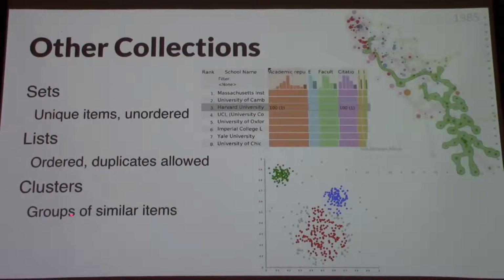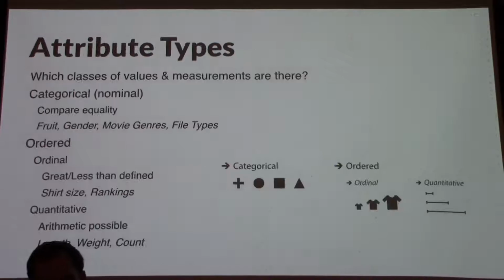And clusters are groups of similar items. The main difference to sets is that you make a statement about their similarity. Clustering is a very important method for aggregation and for finding higher level structure in data. In this scatter plot, we would have three clusters: the red, the green, and the blue cluster. So these are important collections.